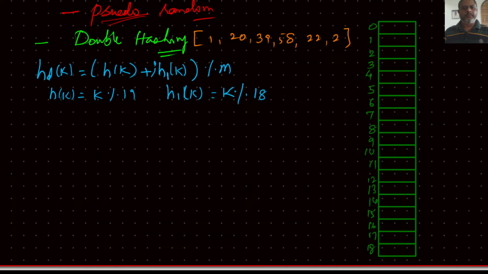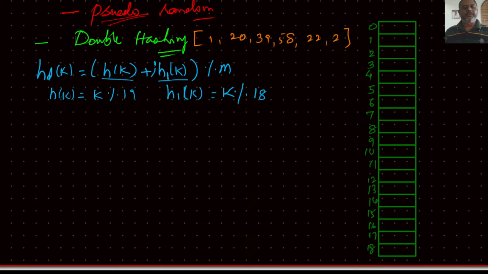Now extending our problem to double hashing. Double hashing, as the name suggests, uses its hashing function two times. Once as a normal hashing function h of k, and another one is an extra hashing function h1 of k, that is with a coefficient of i, where this i value keeps changing.